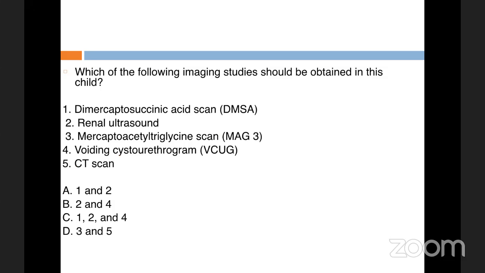So which of the following imaging studies should be obtained in this child? Once you have a suspected UTI and you have started antibiotics, it doesn't end with that. In adults, you treat the UTI and it ends there. But in children, it's not going to end there, because children may have some congenital abnormalities of the urinary tract, which are going to cause recurrence of the UTI.